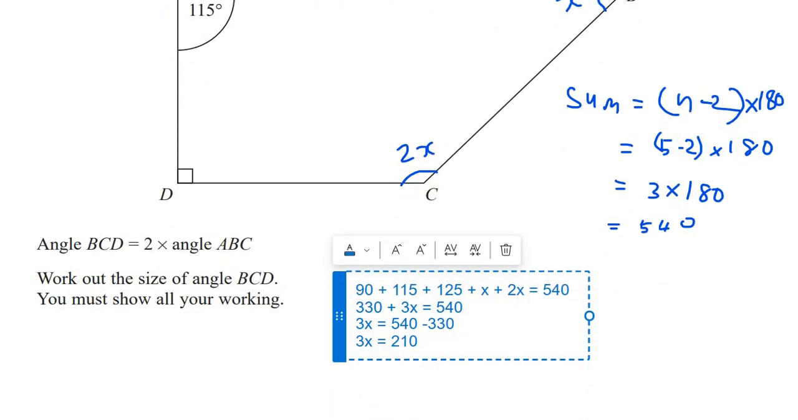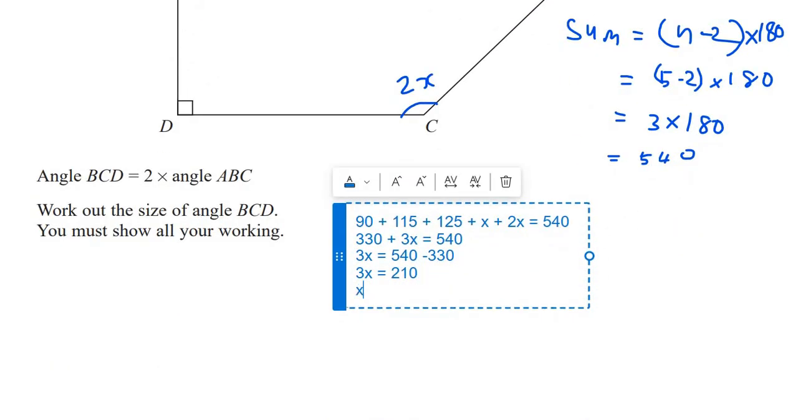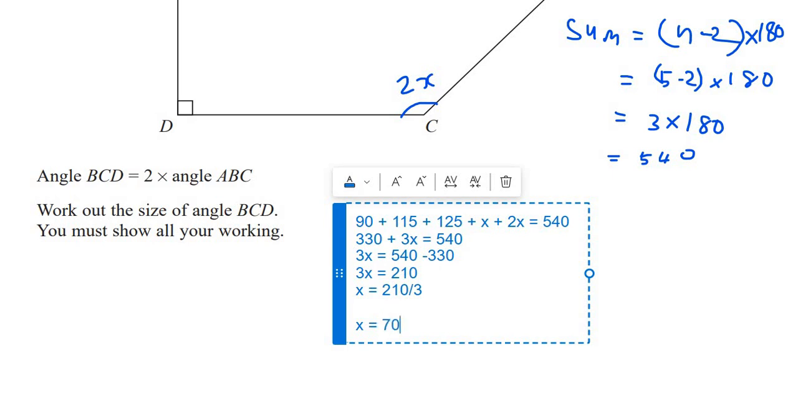And then x will be 210 divided by 3, so x is 70. But we need angle BCD, so angle BCD is 2x, which means we need to multiply 70 by 2, so our answer should be 140.